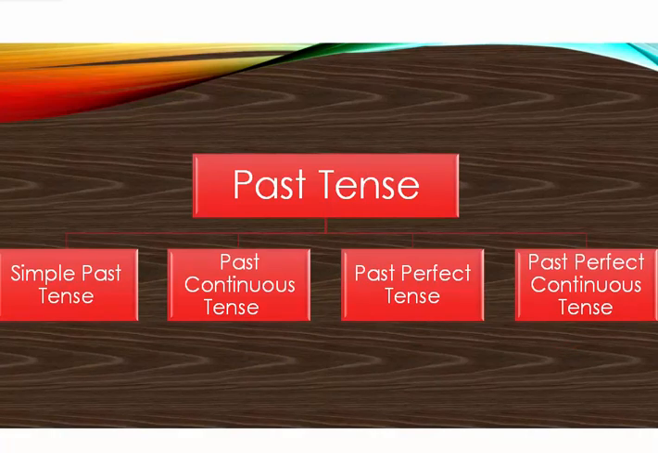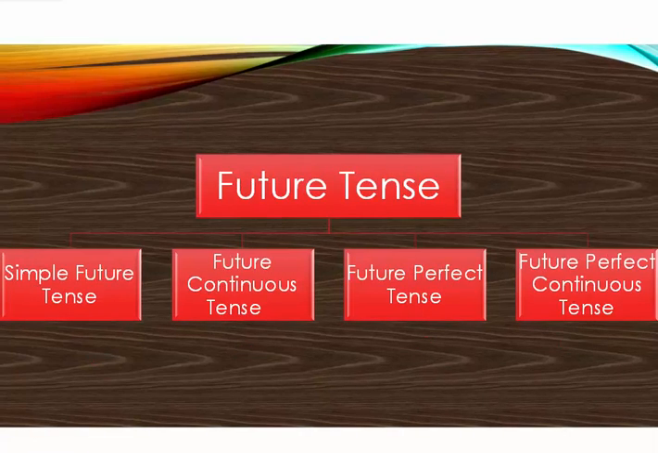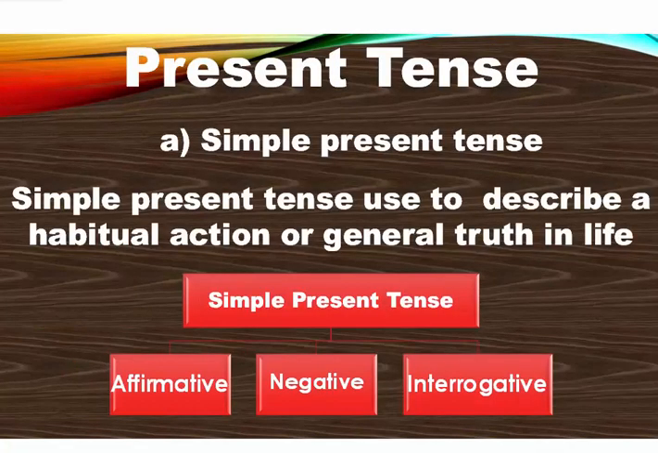Such like in the past tense also: simple past tense, past continuous tense, past perfect tense, past perfect continuous tense. Such like in future tense: simple future tense, future continuous tense, future perfect tense, and the future perfect continuous tense. Today we are going to concentrate on the present tense. In the present tense, we are going to see one subclass, the simple present tense.